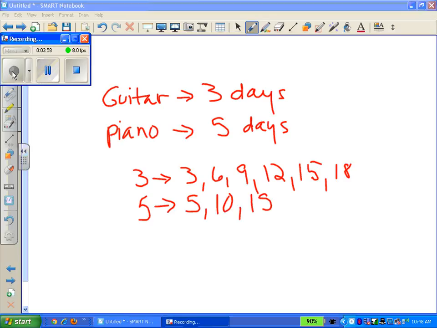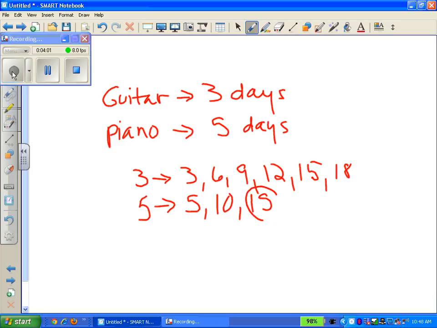So as you can see, listing the multiples, the smallest multiple that they have in common is 15 days. So the least common multiple is 15. So every 15 days, Willis will have a guitar lesson and a piano lesson on the same day.